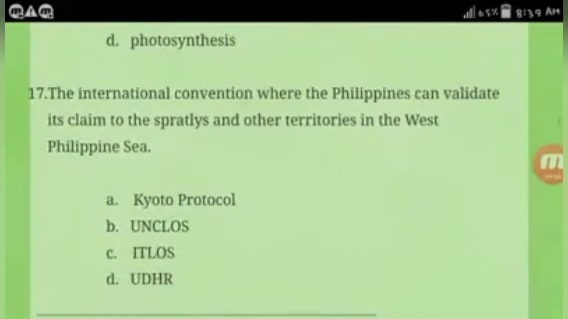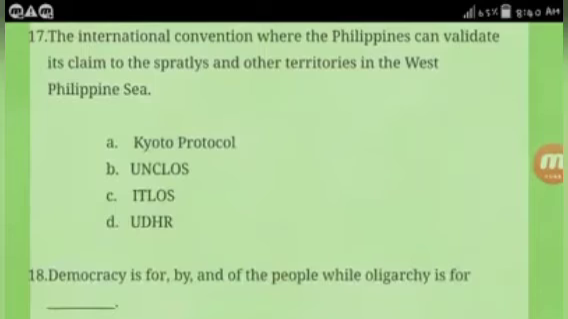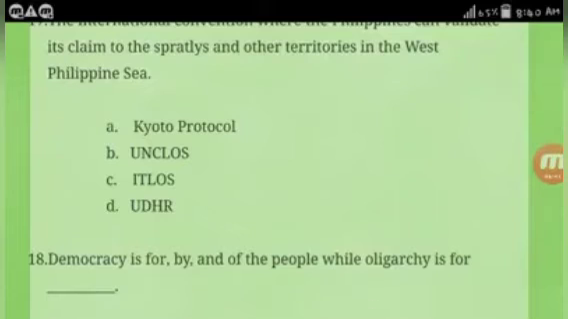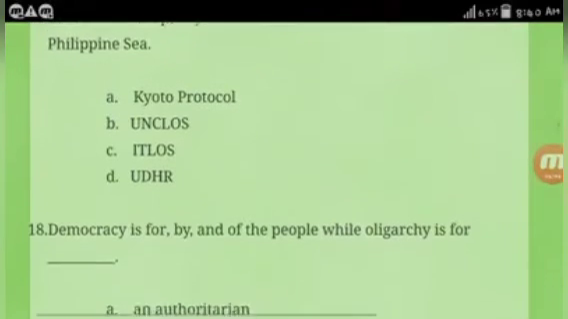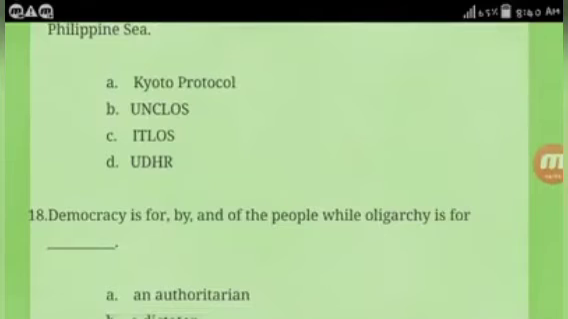Next one, the International Convention where the Philippines can validate its claim to the Spratlys and other territories in the West Philippine Sea. Kyoto Protocol, that is about global warming. UNCLOS, this is the United Nations Convention on the Law of the Sea. That is the answer, actually, letter B. That is where we base our claim in the Spratlys. ITLOS, that is the International Tribunal, the International Court, where we can file the complaint. And UDHR, that is Human Rights, an arm of the United Nations. So the answer is UNCLOS, which is letter B.